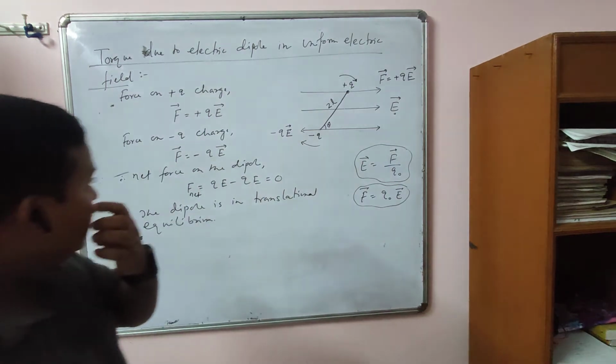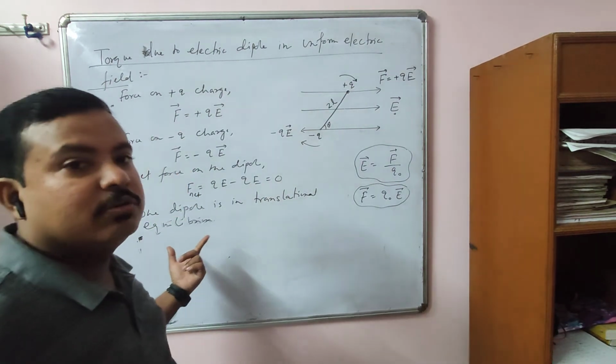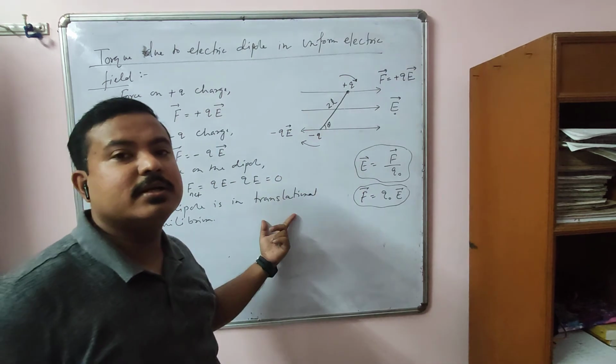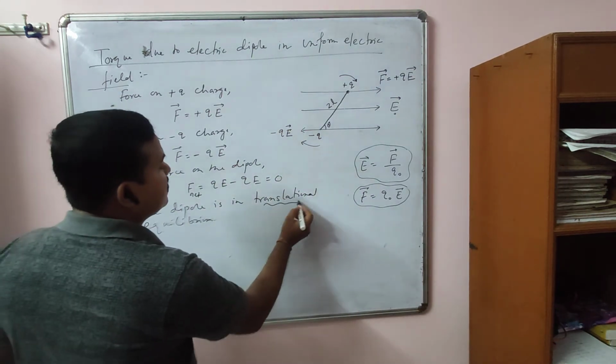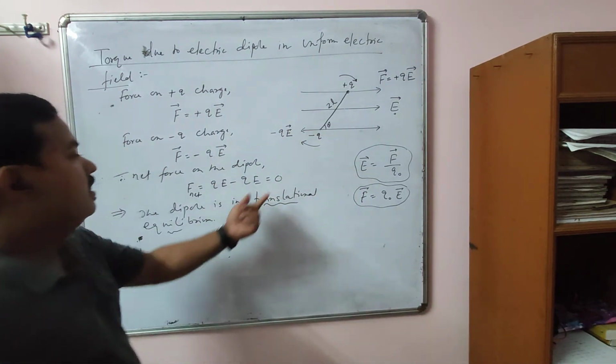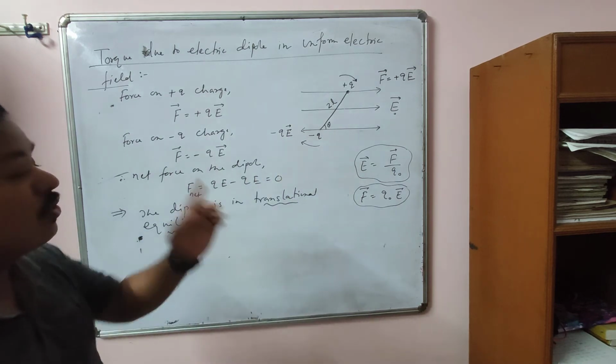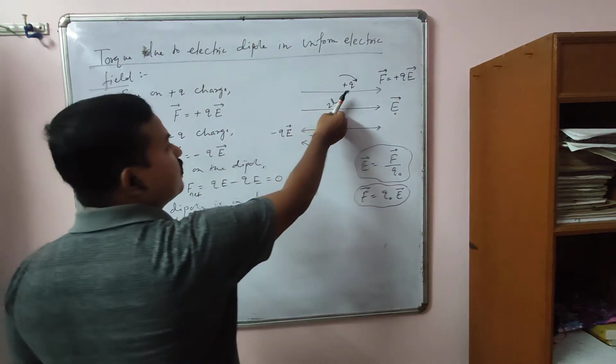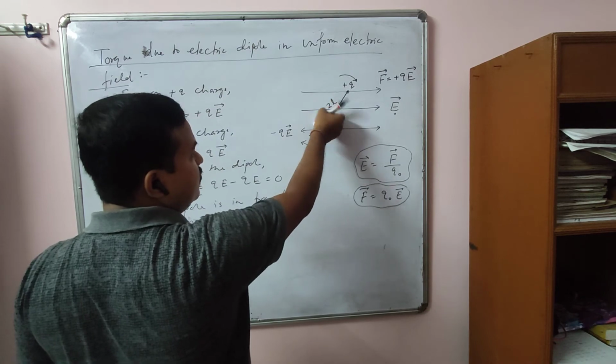Because in laws of motion, you know, equilibrium. Equilibrium means what? The total force on the dipole is what? 0. So this is called translational equilibrium. Okay? Because net force on the dipole is 0. But torque is not 0, because with these two forces it will rotate. You have to find the expression of torque here.